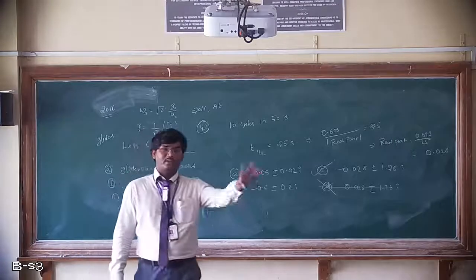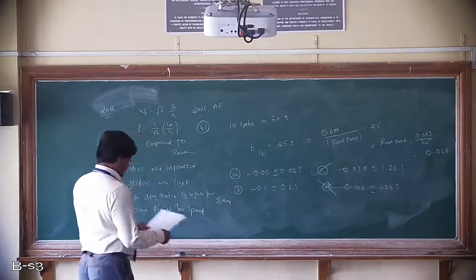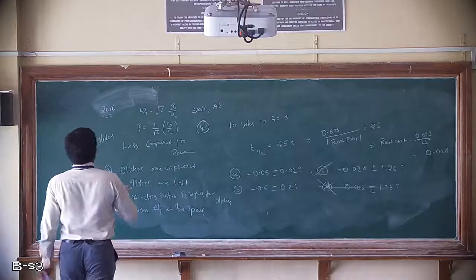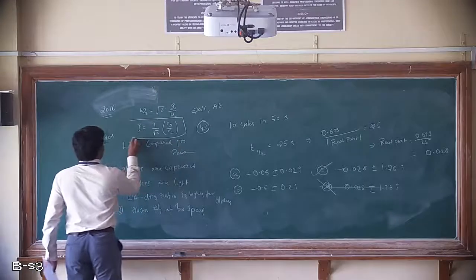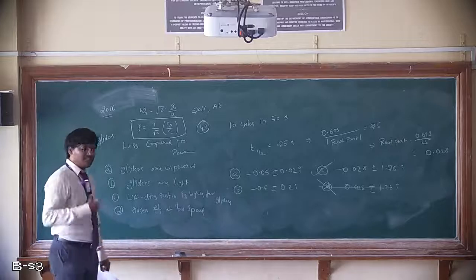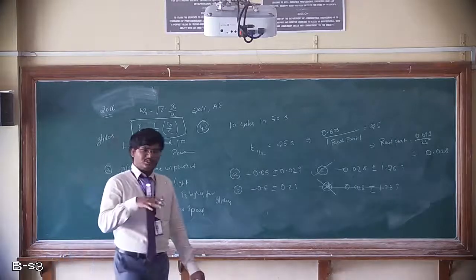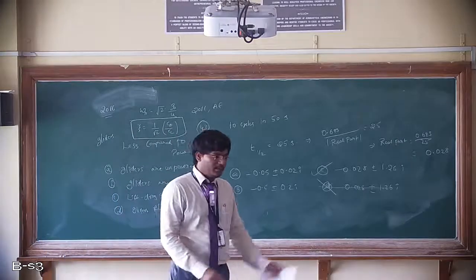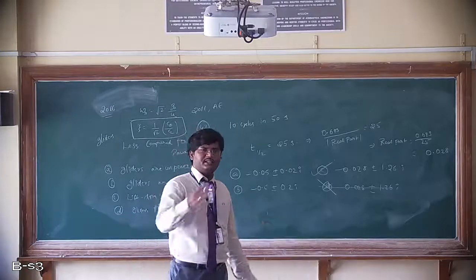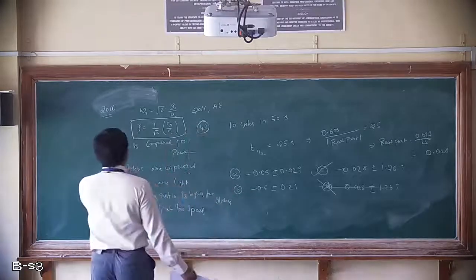Right? So directly you can say gliders are unpowered. Okay, that is true. But for that question and answer, there is no relation, right? In the question they are asking about damping ratio. Clearly they mentioned damping ratio. So for damping ratio, directly go to this formula.